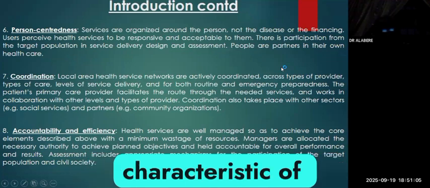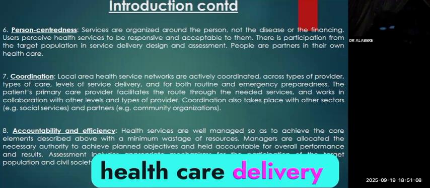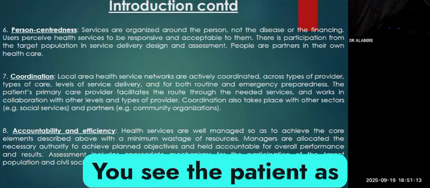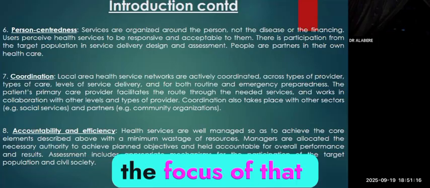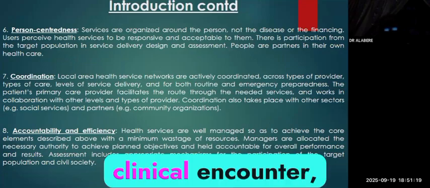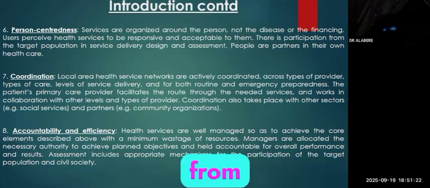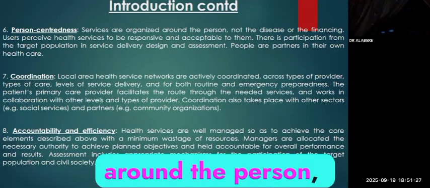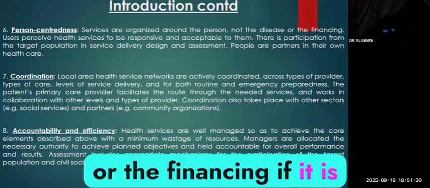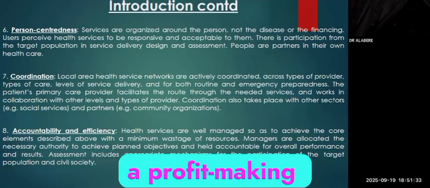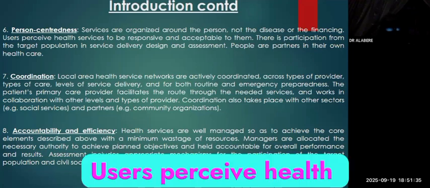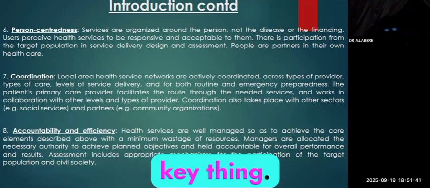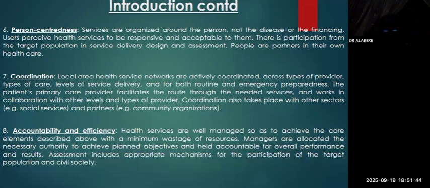And then another quality characteristic of a healthcare delivery system is patient-centeredness. In other words, you see the patient as the focus of that clinical encounter, not the disease the person is suffering from or that health problem the person came with. So services are organized around the person, not the disease or the financing, if it is a profit-making organization. Users perceive health services to be responsive and acceptable to them. Responsiveness is a key thing. It's one of the health system goals.